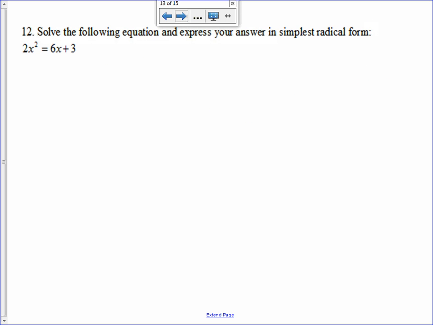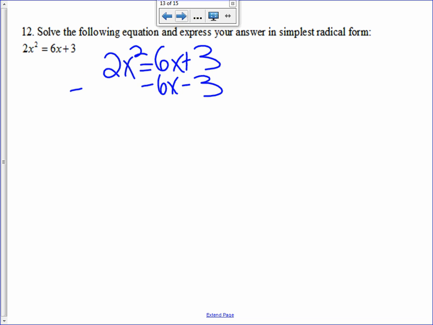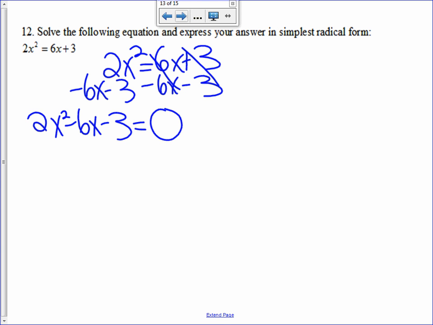Moving along. Solve the following equation and express your answer in simplest radical form. Well, I got Mr. X squared again here. I know he wants to party, and he can't party right now because all his friends have to come over. Once all of his friends come over, party time. I know they want to party with bubbles. However, by reading the question, I know that bubbles aren't going to work. I know it's not going to factor because it says simplest radical form.